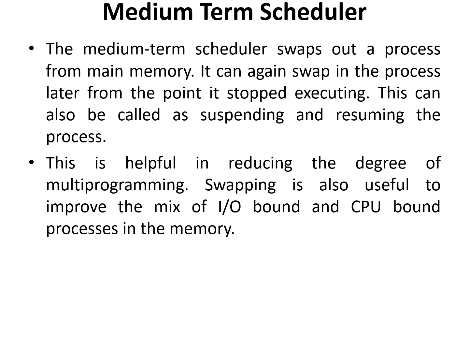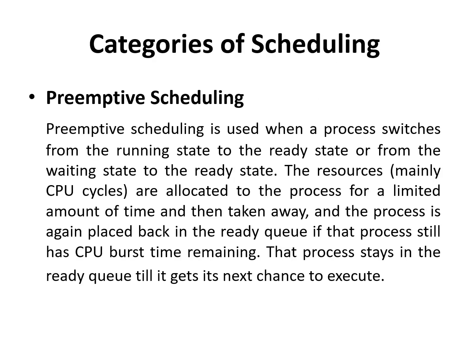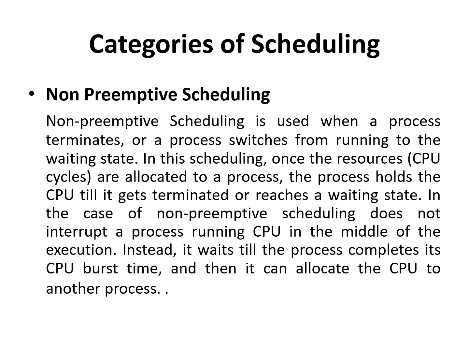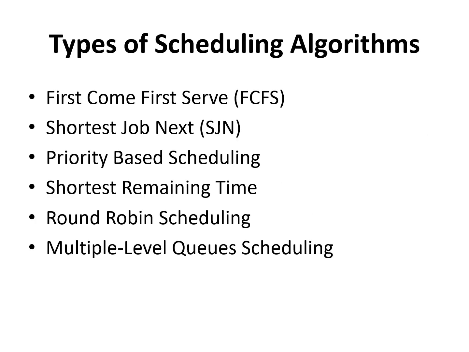Okay, next, so we discussed three types of schedulers. One is the long-term scheduler, the short-term scheduler, and the medium-term scheduler. Next, categories of scheduling. Here we have two categories of scheduling. One is preemptive scheduling and another one is non-preemptive scheduling. What is preemptive scheduling and what is non-preemptive scheduling?